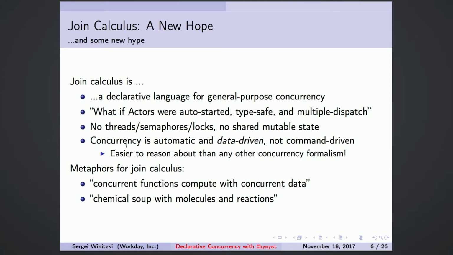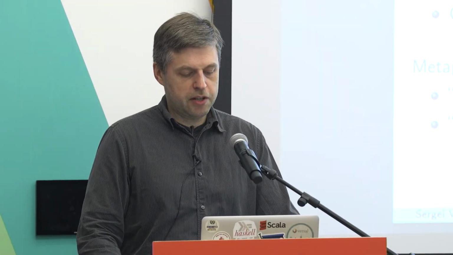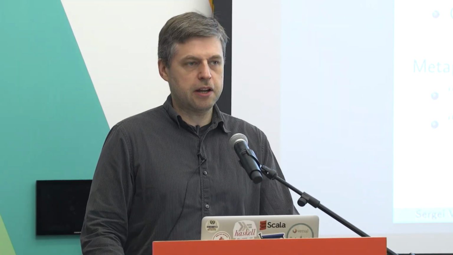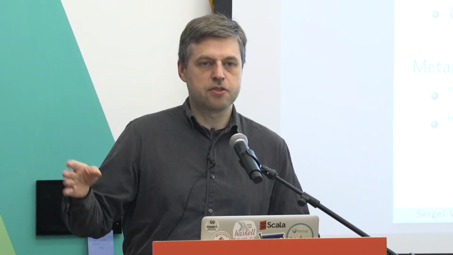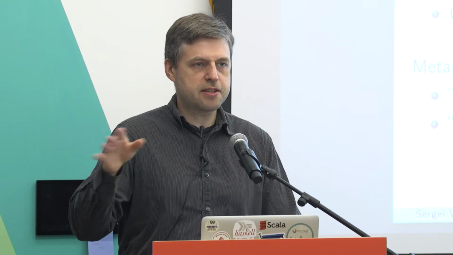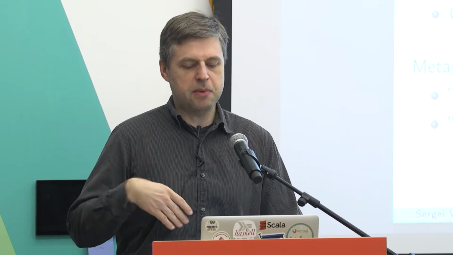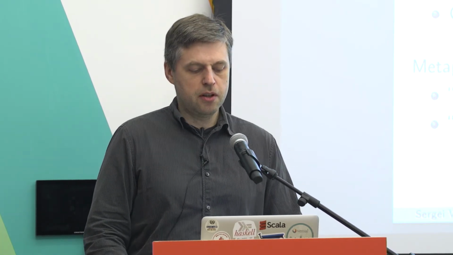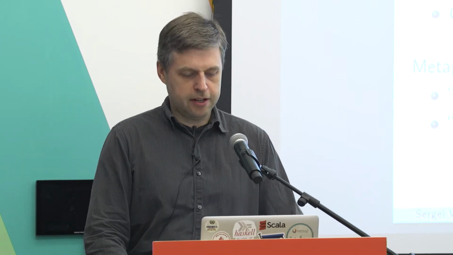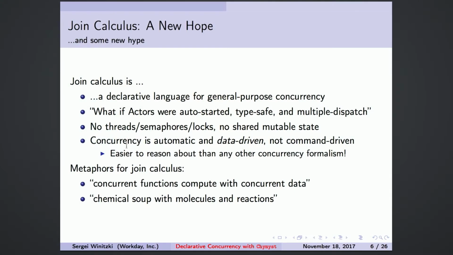So how do we understand joint calculus or a chemical machine? I suggest you think about actors. With actors, you have to start them. You have a reference to an actor. You send a message to an actor by reference. What if actors were automatically started? If you don't have to handle references to actors at all, you just send messages. You don't worry about actors existing or running or not existing or not running. You just send messages and everything just works. That's the idea. You don't want to use threads or semaphores or locks or anything. You don't want to use mutable state, shared mutable state.